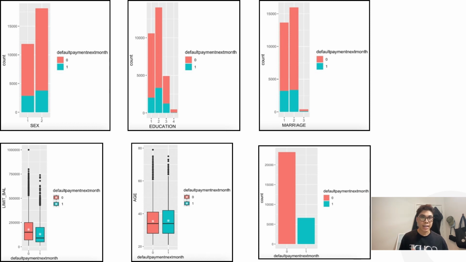Next, it's time for exploratory analysis. Exploratory data analysis in business analytics is an essential process that involves the initial investigation of data to discover patterns, identify outliers, and test hypotheses. So you can see we have identified 6 different charts based on 6 different variables. The charts are created in order to help us identify any patterns or outliers. The 6 variables are sex, education, marriage, limit balance, age, and default payment next month.